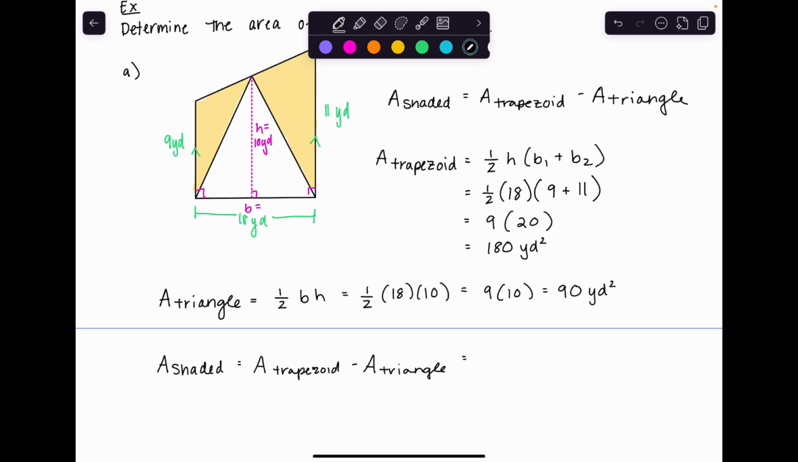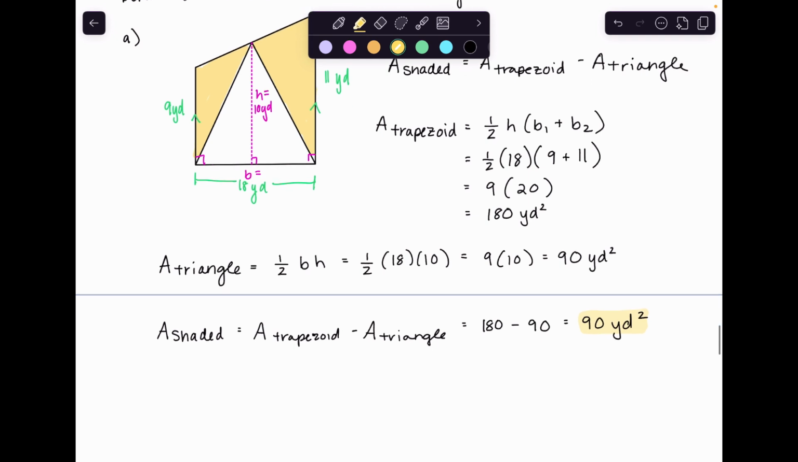The larger area is 180. My smaller is 90. So it happens to work out that the area of the shaded region is exactly 90, and then the units are yards squared. Okay.